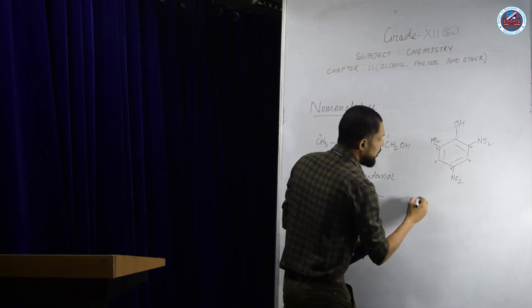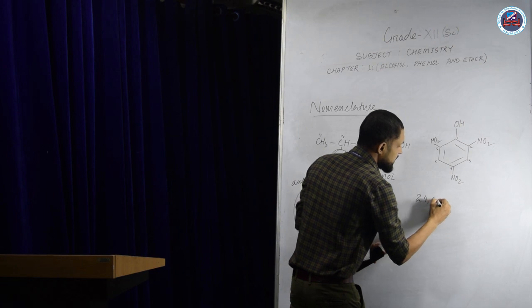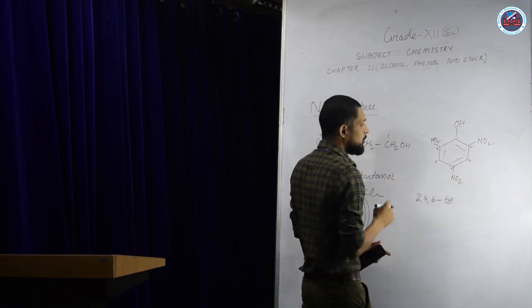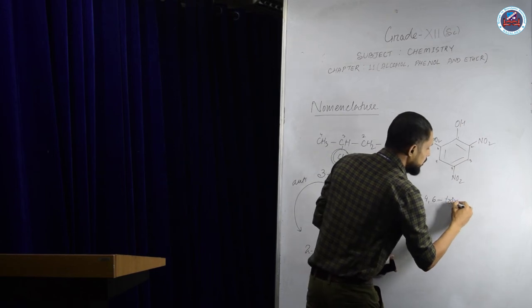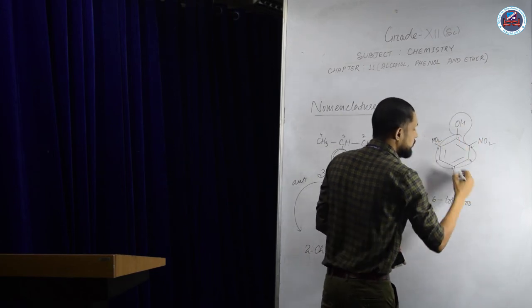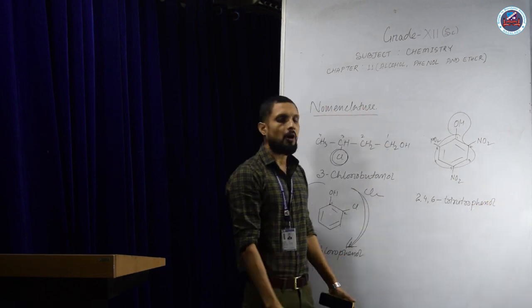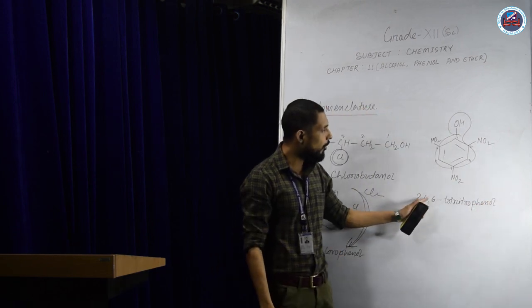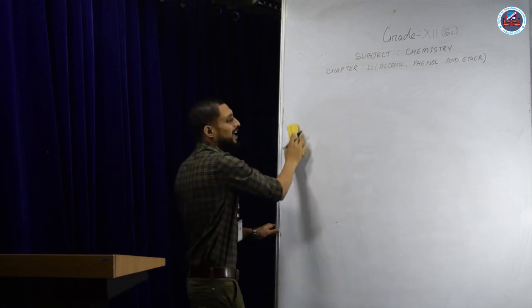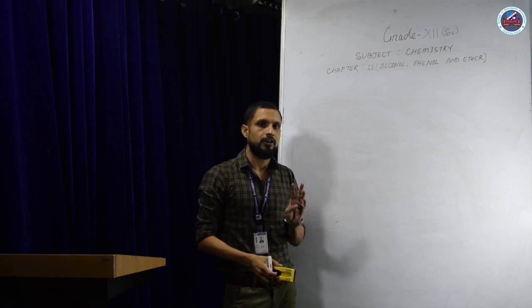So the IUPAC name of this compound is 2, 4, 6. We'll use the prefix tri because you have 3 nitro groups. So it's trinitro, and benzene ring with OH is known as phenol. So the IUPAC name of this compound is 2,4,6-trinitrophenol. Take some more examples from the exercise and practice the nomenclature part yourself.